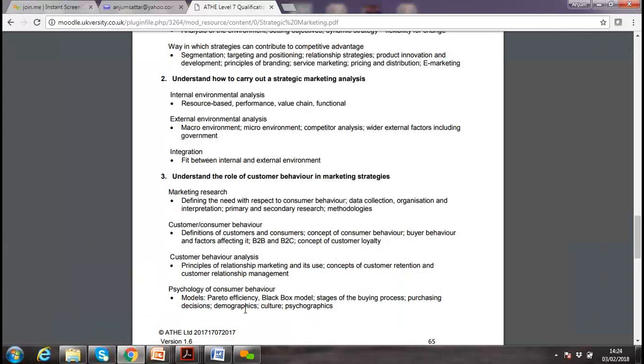In segmentation, we have seen that it can be divided into different segments: geographical, demographical, psychographical and behavioral. Geographical is more related to geography, like a country, any specific region, or any city like that.